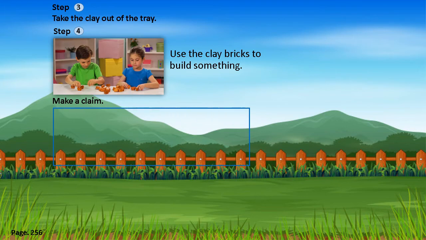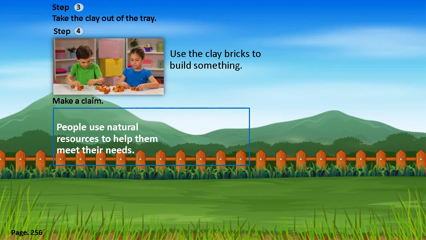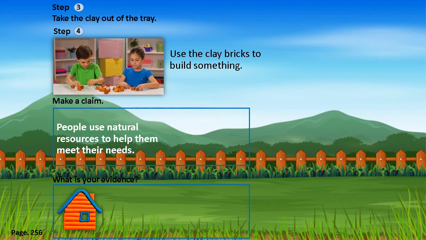So, let's make a claim. What will we write in the box? Well, a sample answer can be: people use natural resources to help them meet their needs. Now, what is your evidence? Well, drawings may vary, but we can draw a house made of clay bricks.